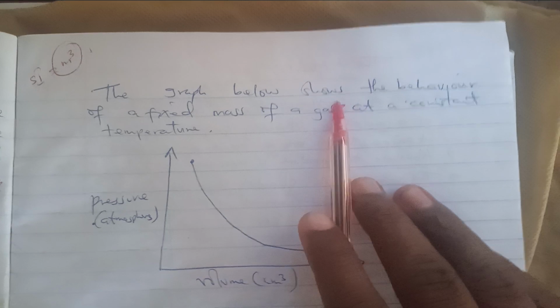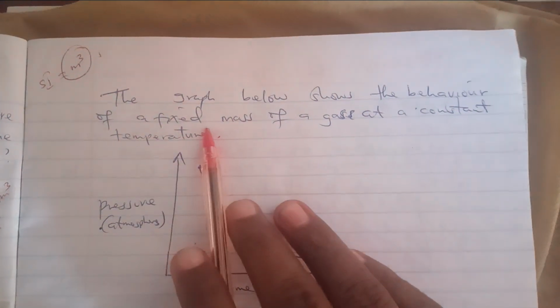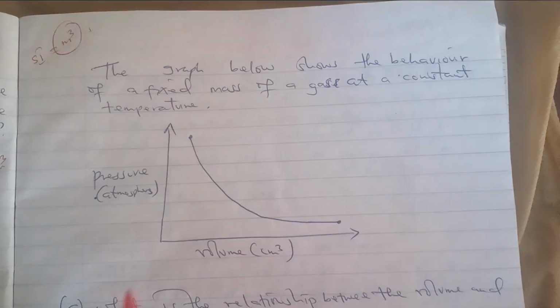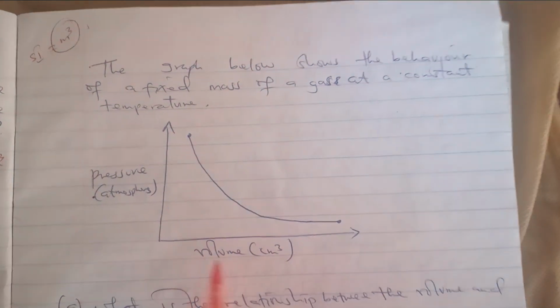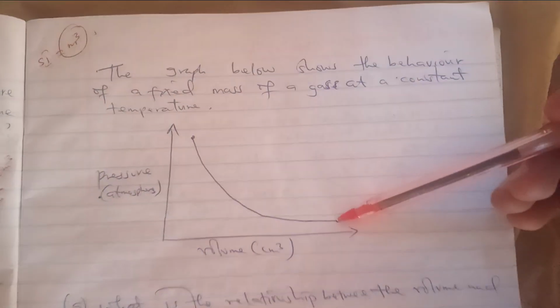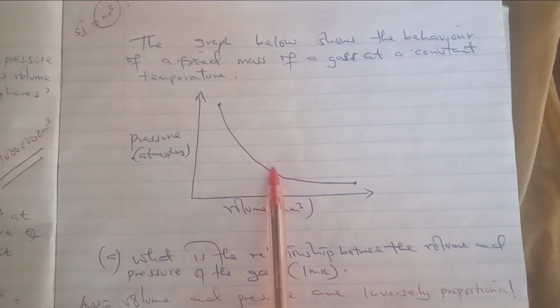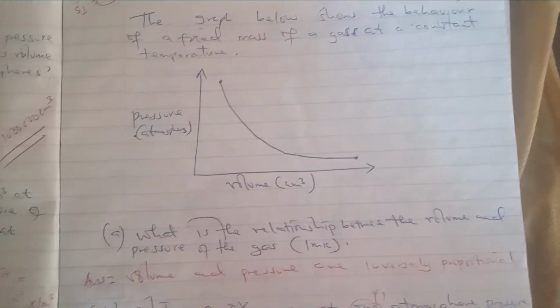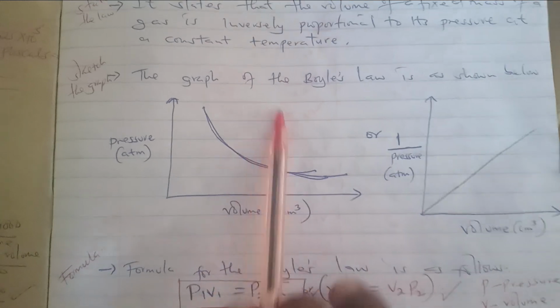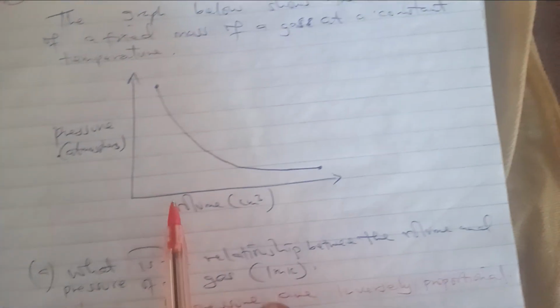Next, we have a question here. The graph below shows the behavior of a fixed mass of a gas at a constant temperature. We have been given the graph, volume against pressure, and this is the curve. Now this graph is what we have seen somewhere here. It is this one here. That's the graph of Boyle's law.